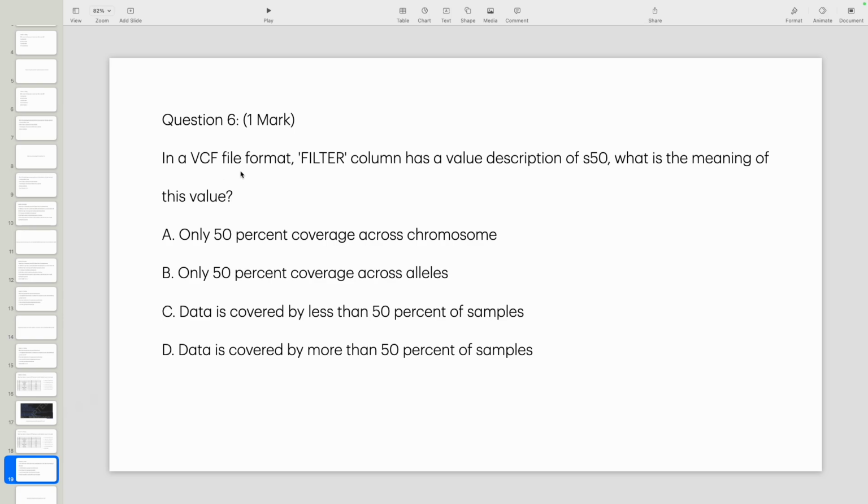In a VCF file format, the filter column has a value description of S50. What is the meaning of this value? Only 50% coverage across chromosome, only 50% coverage across allele, data is covered by less than 50% of samples, data is covered by more than 50% of samples. Please try to answer this question as well.